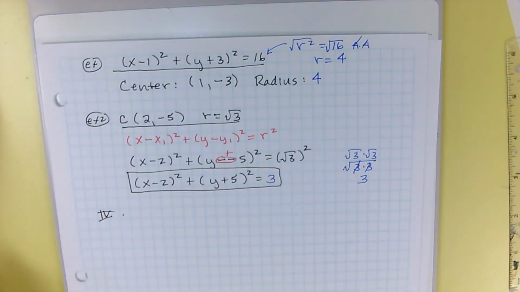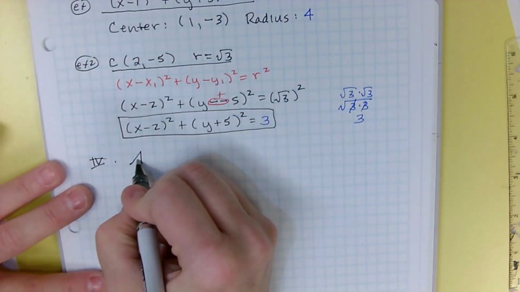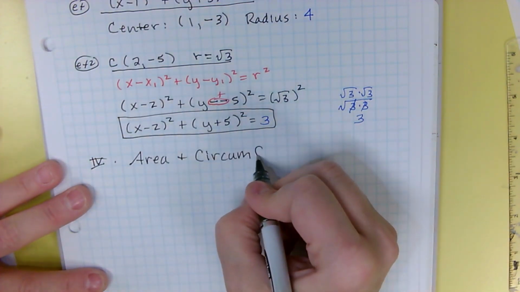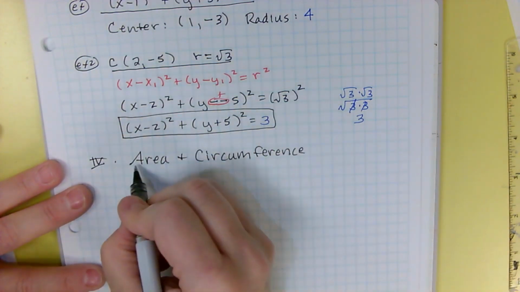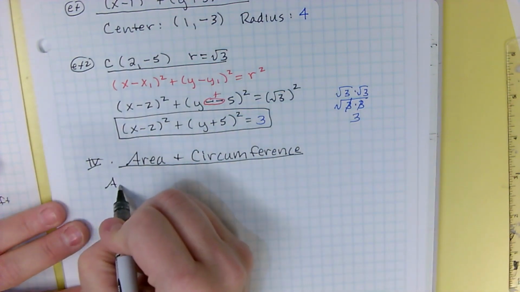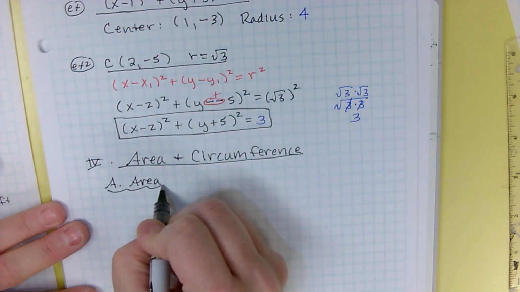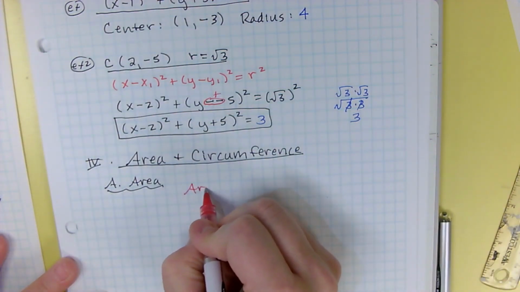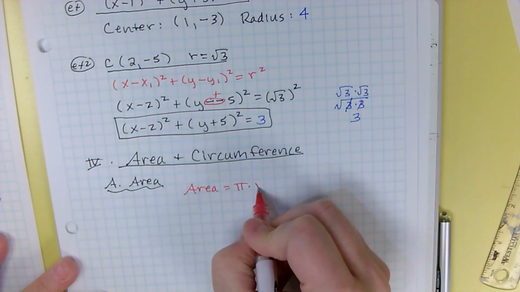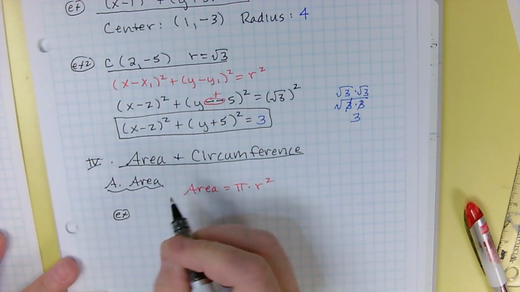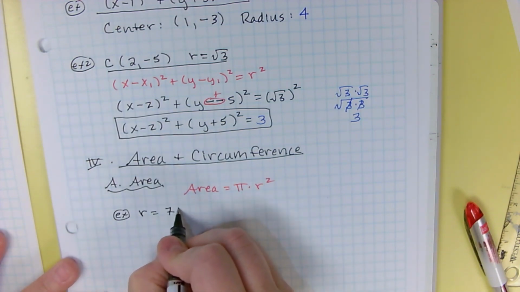Okay, Roman numeral 4. We're going to find the area and the circumference. Circumference is reserved for circles. Everything else is perimeter, but for a circle, circumference is the distance around. Okay, we're going to start with area. So there's a formula for area. Area equals pi times r squared. So for example, let's say that your radius is 7 inches.